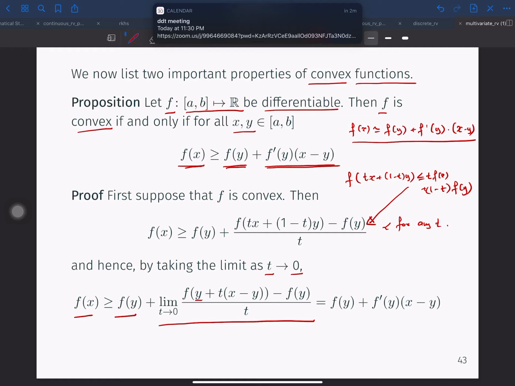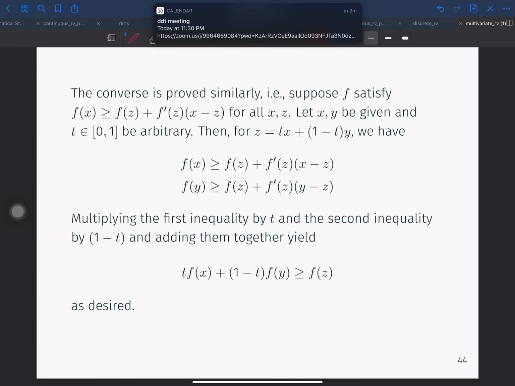And so this limit should become the derivative at y times (x - y), due to the x minus y here, and what you have in the denominator is t. So that condition is true. So if f is convex, then f is bigger than the linear approximation. The converse is proved similarly.